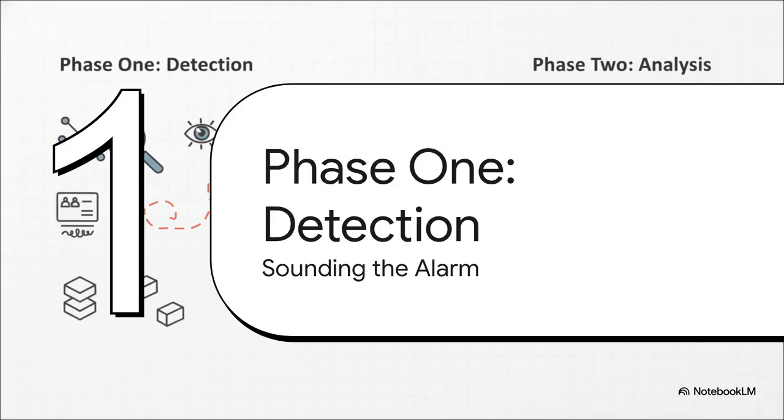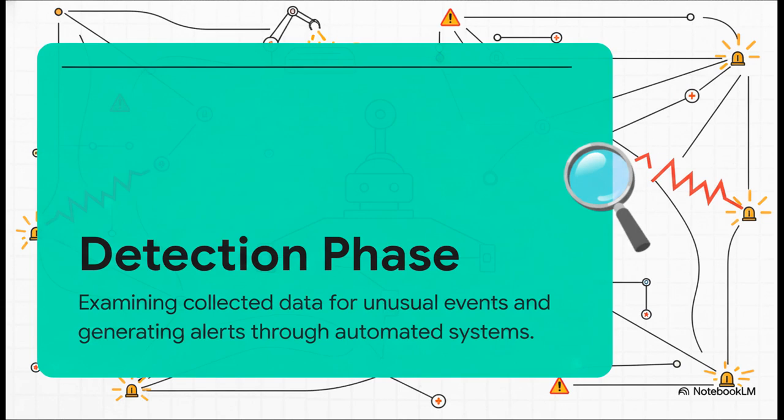All right, let's dive into phase 1, detection. The entire point of this phase is to have a system that automatically spots something suspicious and sounds the alarm. It's all about getting that initial warning before a human ever has to lay eyes on it. And the key word here is automated. I mean, you can't pay a person to watch every single packet of data whizzing by.